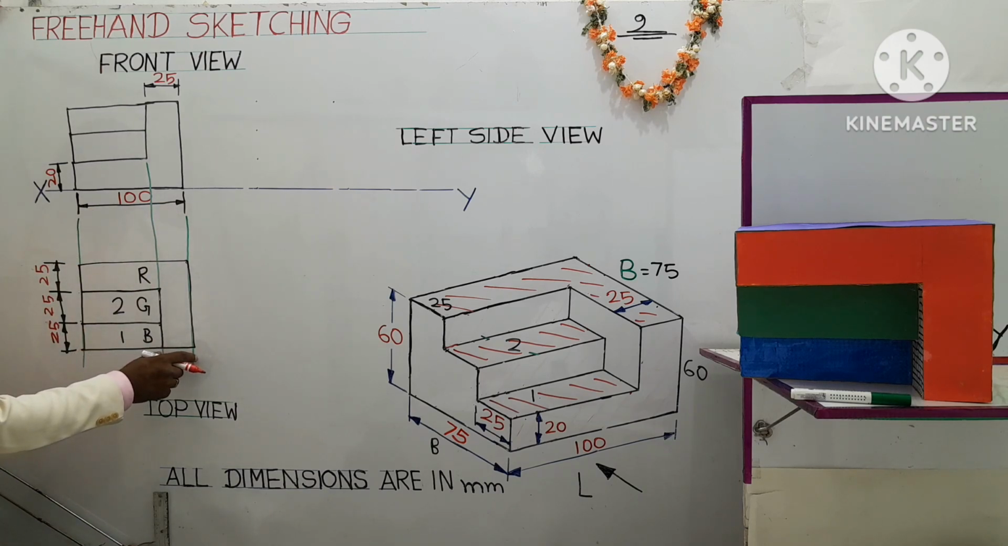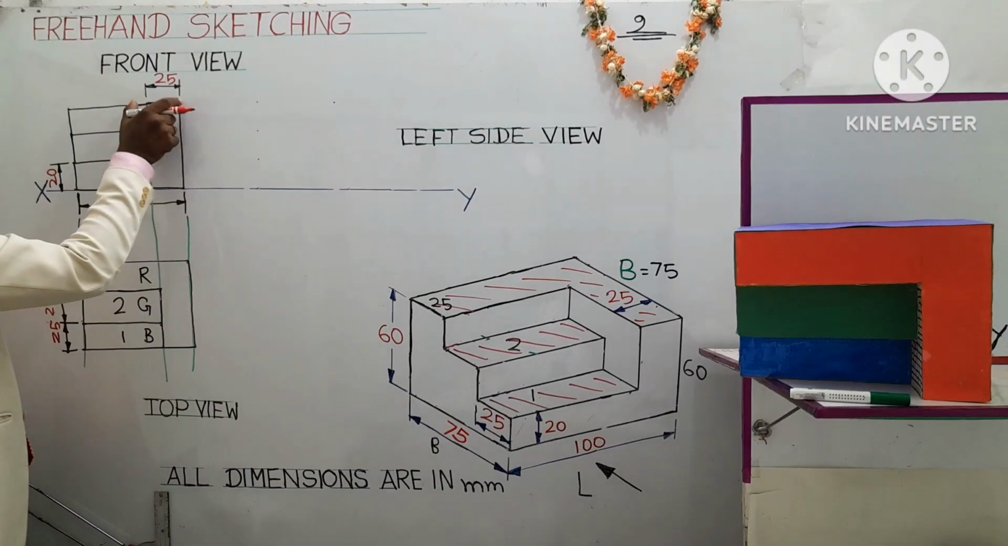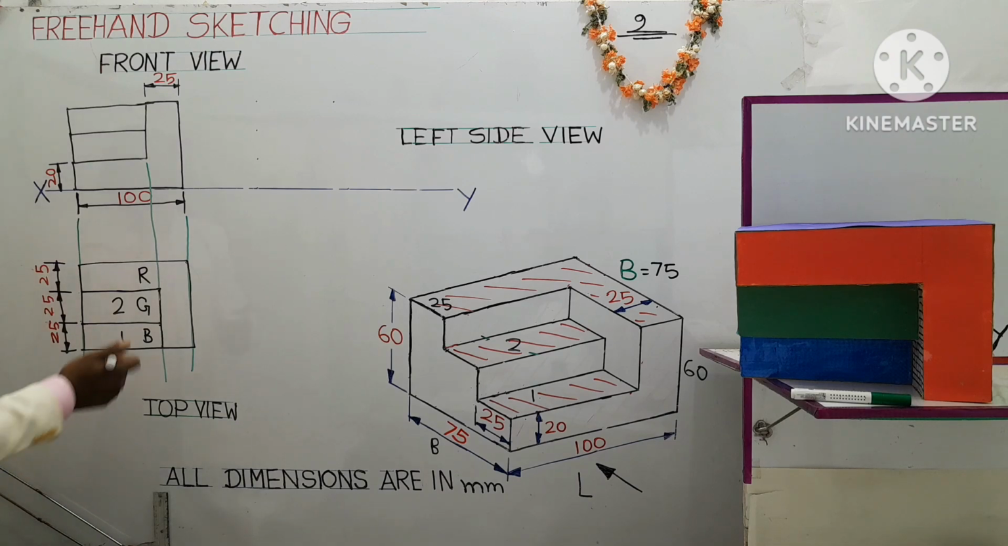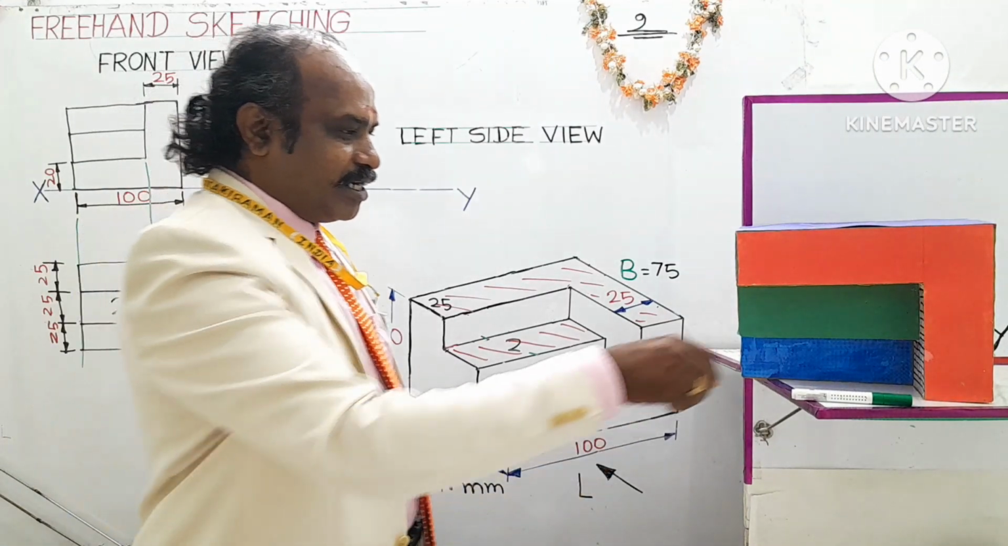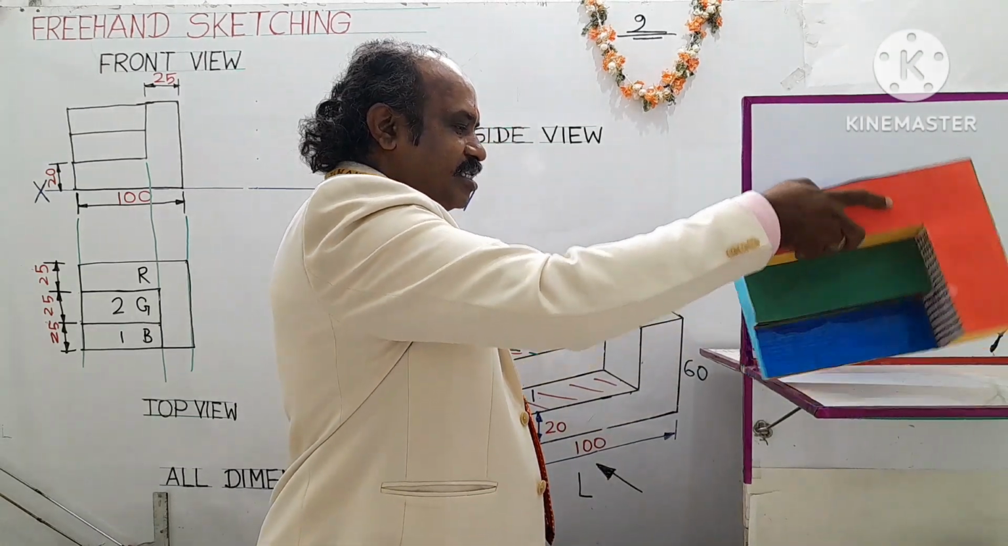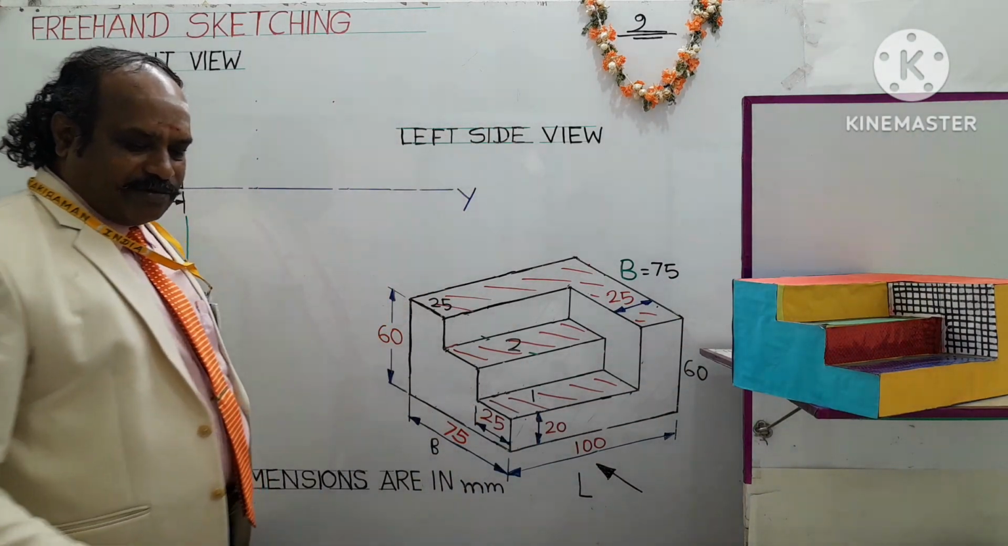And this length is the red color portion. This portion, 25 mm, is mentioned in the front view itself. So this completes the view called the top view, drawn exactly below the front view. Next I am going to draw the side view of the given object, called a stepped component. So initially the object was placed like this, 3-dimensional as per this 3D view diagram.